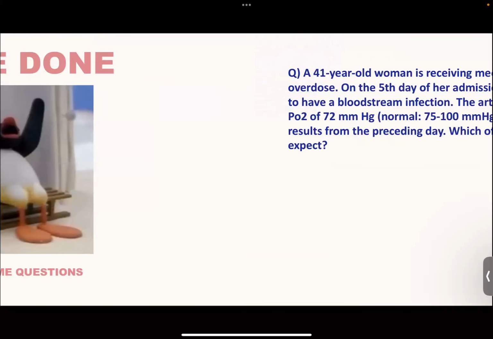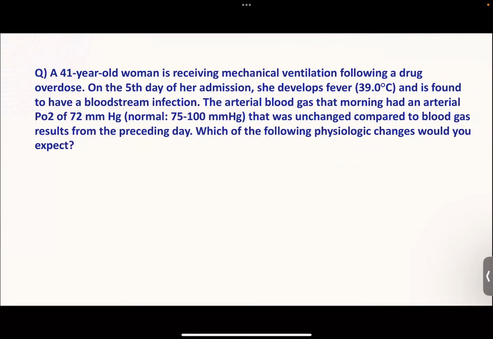So this is the first question. A 41-year-old woman is receiving mechanical ventilation following a drug overdose. On the fifth day of her admission, she develops a fever and is found to have a bloodstream infection.